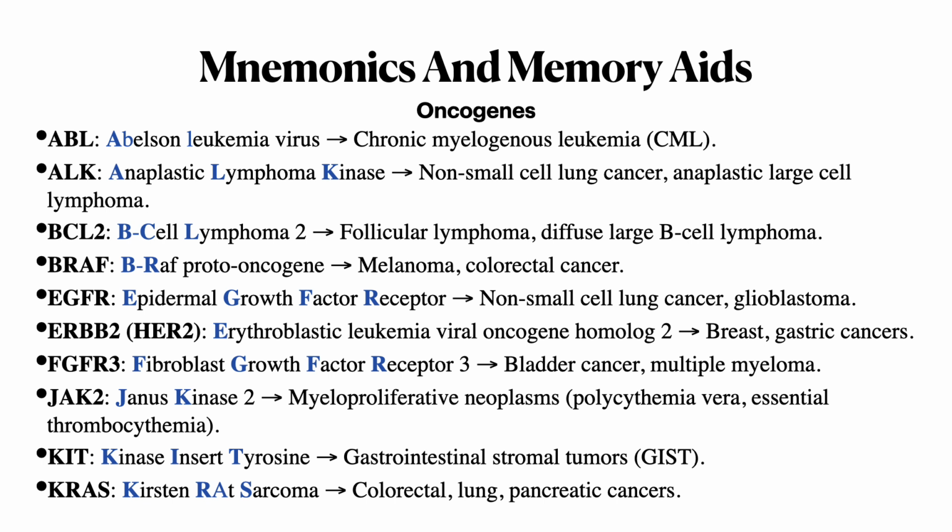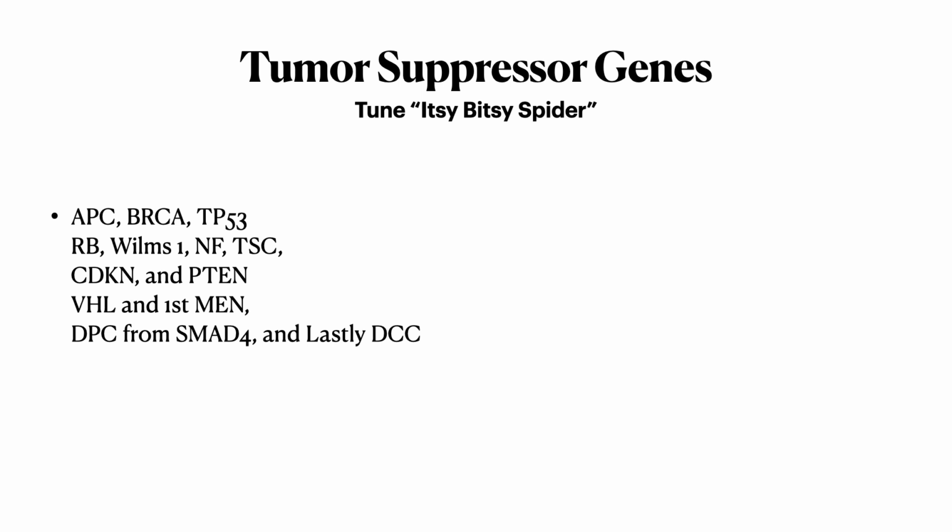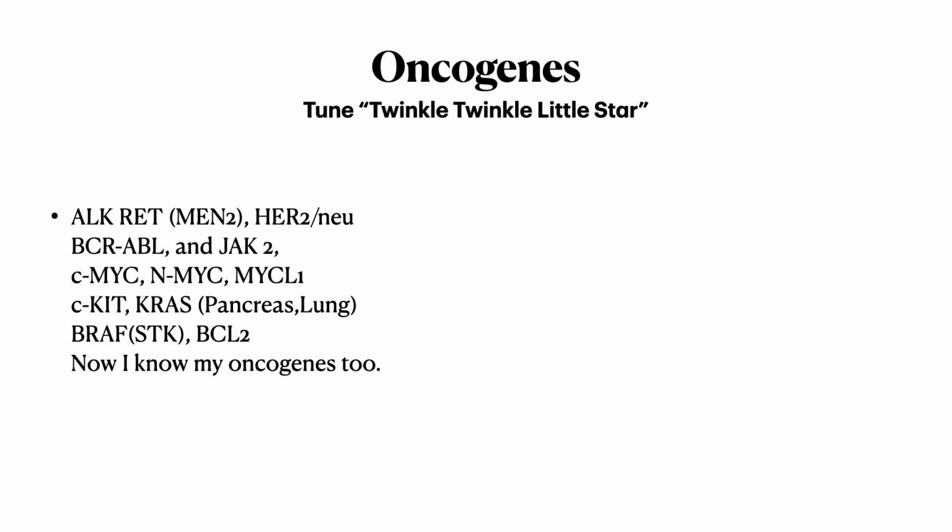And KRAS mutations are found in Kirsten rat sarcoma, right? The full form of KRAS is Kirsten rat sarcoma, and they are found in colorectal, lung, and pancreatic cancers. That is how we complete our songs: the Tumor Suppressor Itsy Bitsy Spider song and the Twinkle Twinkle Little Star song.